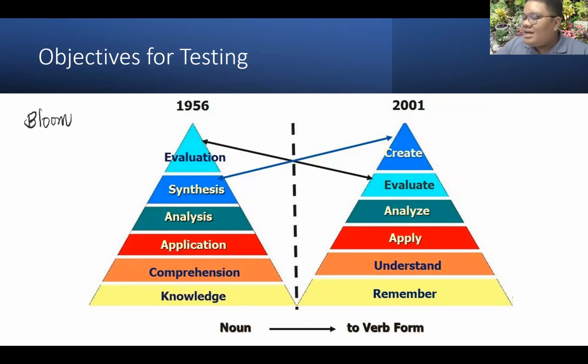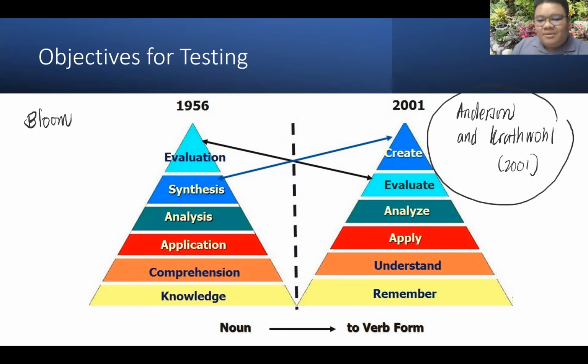That's nice to know. And then class, later on, it was revised by his students, Anderson and Krathwohl. So the 2001 version is that of Anderson and Krathwohl. Oftentimes, they refer to this as your revised Bloom's taxonomy. If you can notice, class, knowledge, comprehension, apply, analyze, synthesize, evaluate were nouns before. Right? Knowledge is a noun, comprehension is a noun. But in your Anderson and Krathwohl 2001, there was a transition to the verb.